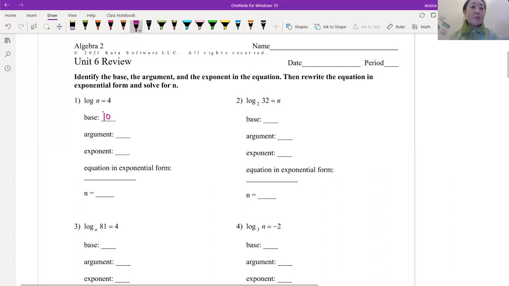Remember, there's no base, which means that that is a 10. And argument, what is the argument? So let me just write over here on the left. So whenever you have this log, this is the base, this is the argument, and this is the exponent. It's base, argument.